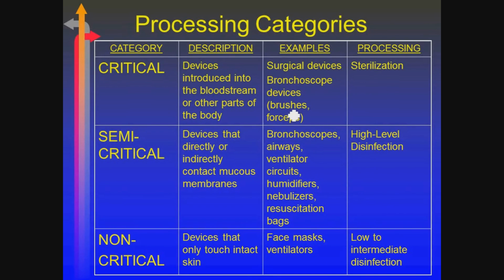It's pretty cool. So we know that there are different levels of processing for different categories. Primarily what we're looking at is either the non-critical or in some cases the semi-critical. Unless you're doing bronchoscopy, we don't get into the critical component.